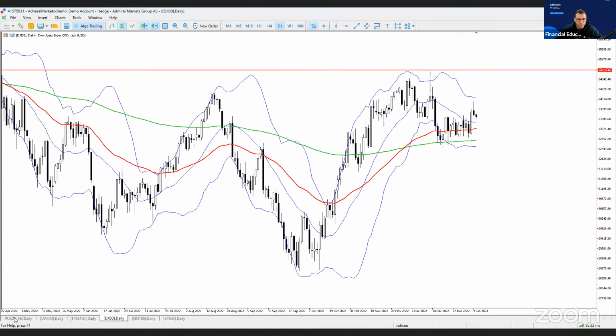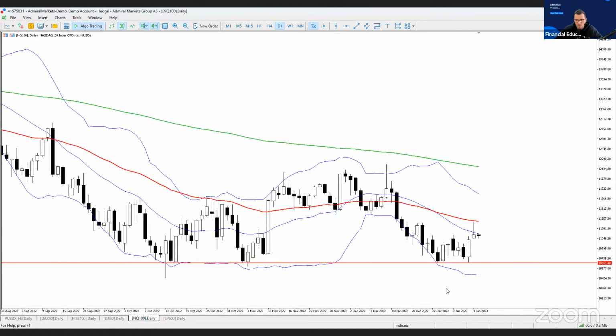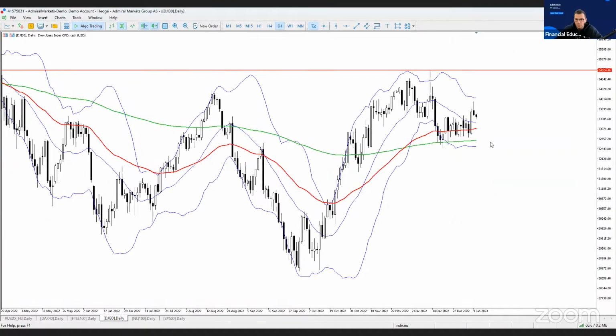Now, the US dollar, the dollar index, is right on support. If we see a push to the upside for the dollar index, then we can see more falling here on the indices.